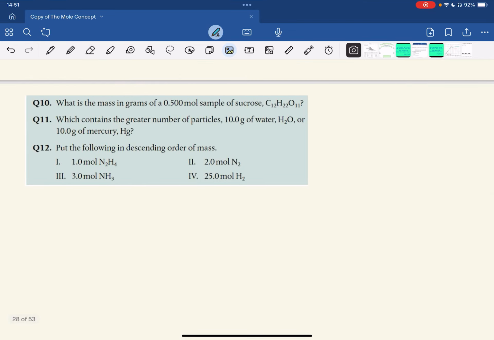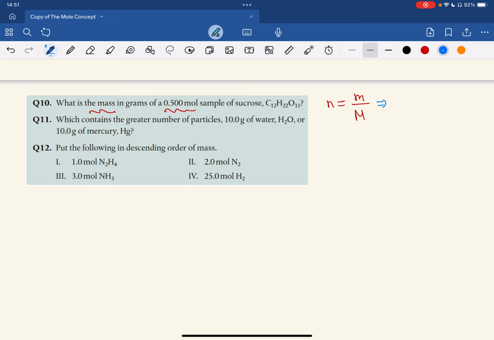All right, dear students, let's continue with the questions. Question number 10 says: what's the mass in grams of 0.5 moles of saccharose? First of all, we know the moles, and they ask for the mass. Which formula will we use? We will use n = m divided by capital M.